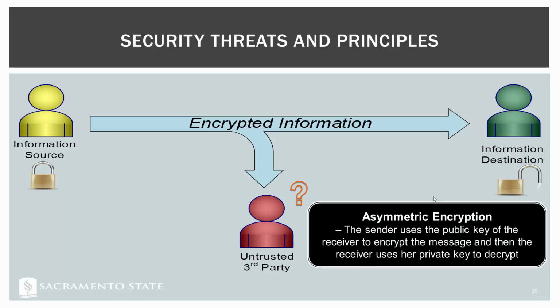Asymmetric encryption means that we use a pair of keys. They're actually one key, but it's a pair of them that go together. And you designate one of them public, one of them private, and you use one of those keys to encrypt the message, and then the receiver uses the other key to decrypt. All right? So for example, let's say this information source was given the public key for the destination, for the receiver. The information source then could encrypt the information with that key, and the untrusted third party could even have that public key.